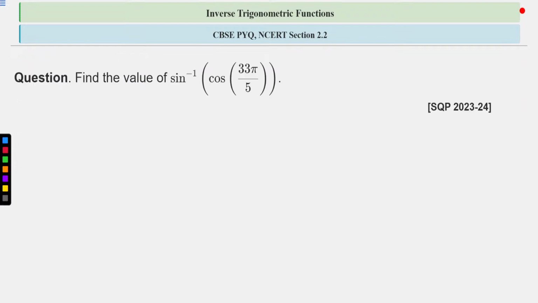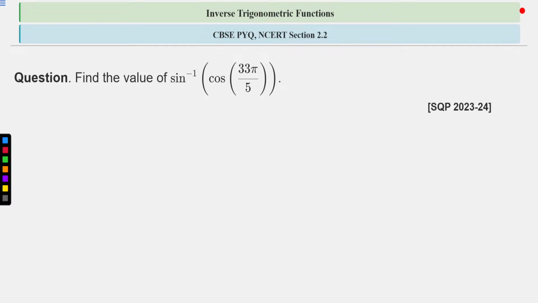Next question is, find the value of the expression sine inverse cos 33 pi by 5. Clear? We basically have to find the value of expression sine inverse cos 33 pi by 5, right? How can we find the value of given expression? So the hint of this question is, first we will try to convert cos of 33 pi by 5 in terms of sine theta, right? Then only we can write sine inverse sine theta is equal to theta. Clear?